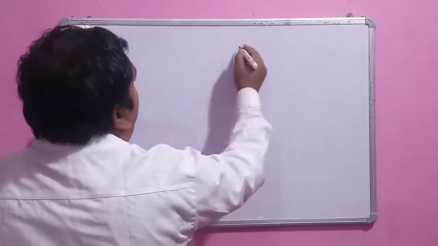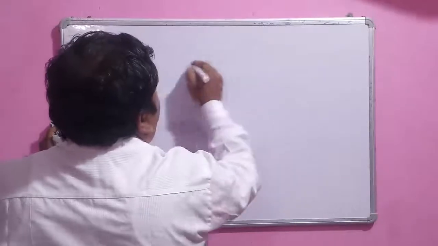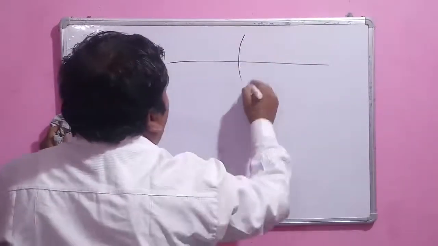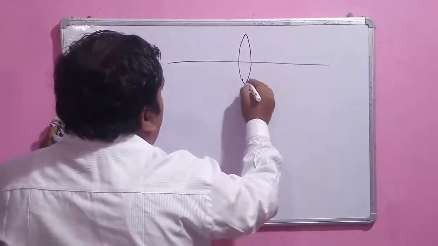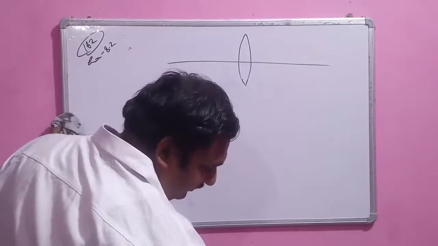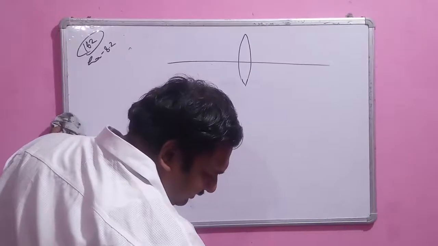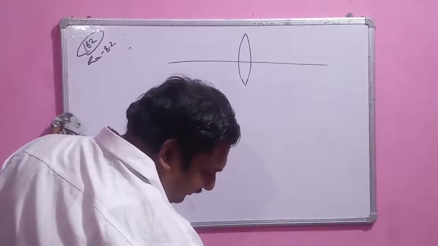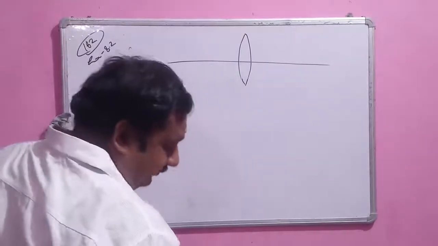So firstly we have to draw a diagram. So consider a convex lens. Now its object is 2 centimeter tall and the object is placed 15 centimeter from the lens.